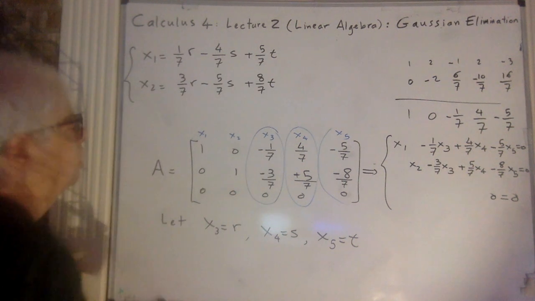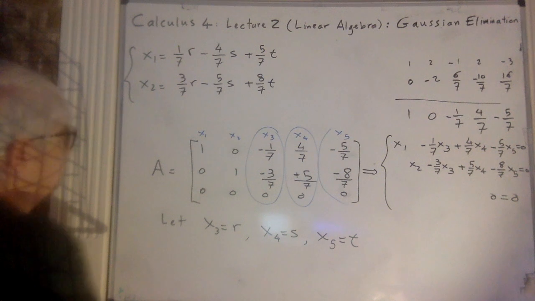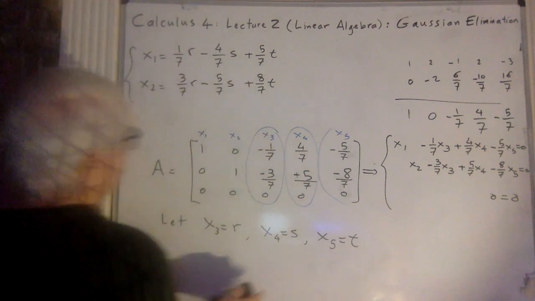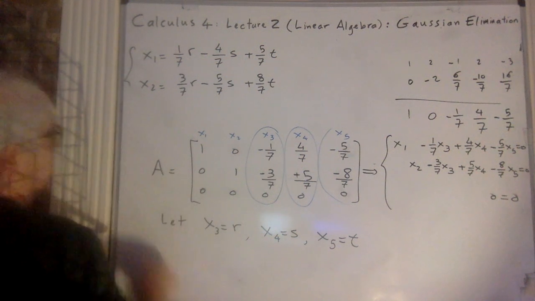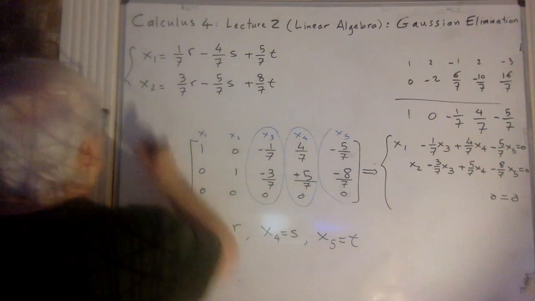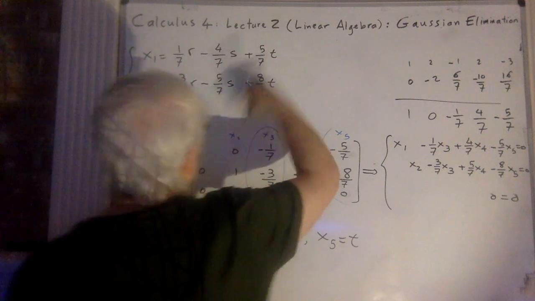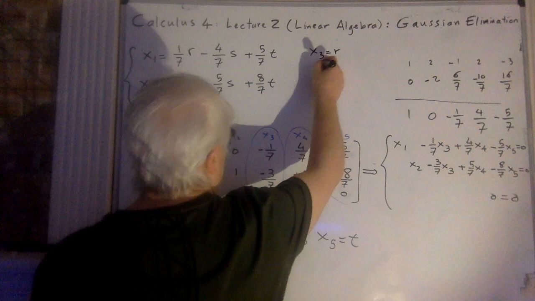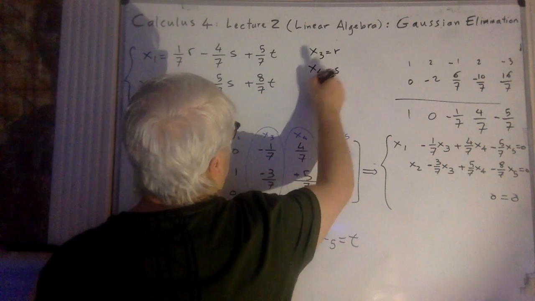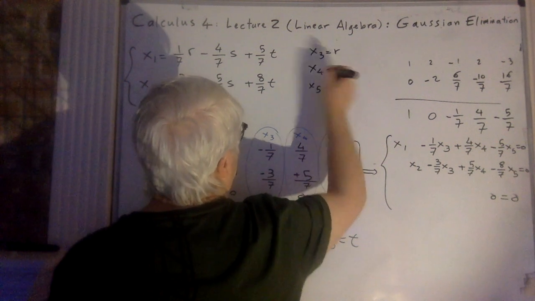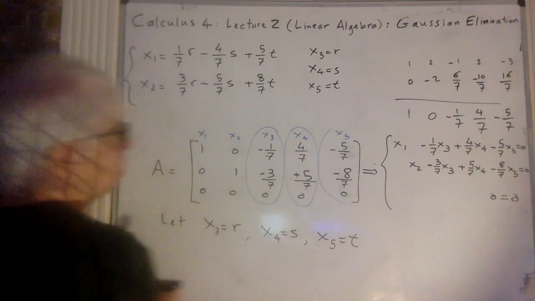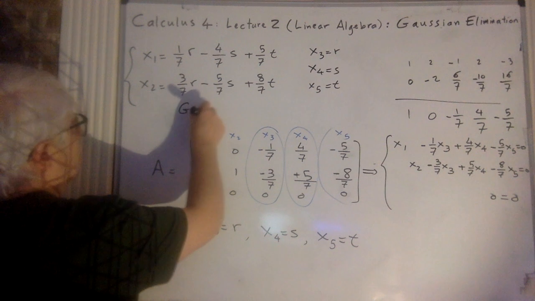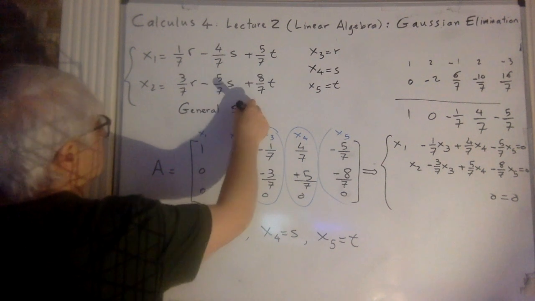So these are parametric equations. In fact, we have to include those 3 here. So let's write them in front. So we should include these 3. So we say x3 is R, then x4 is S, and x5 is T. So these are parametric equations, and we call this the general solution.